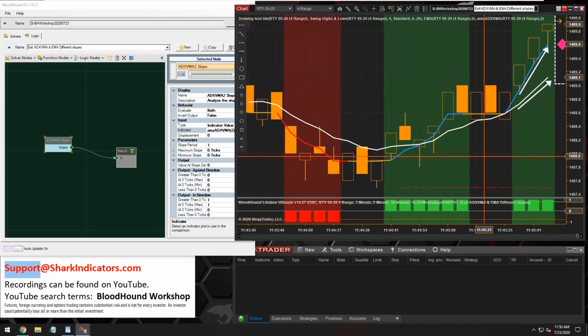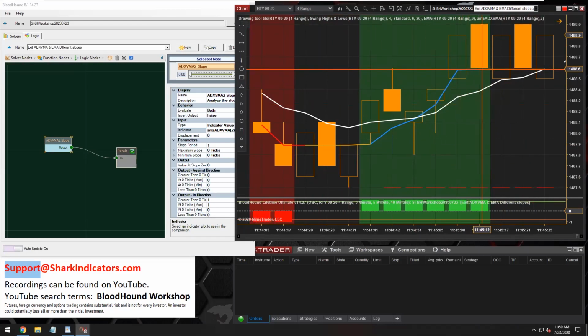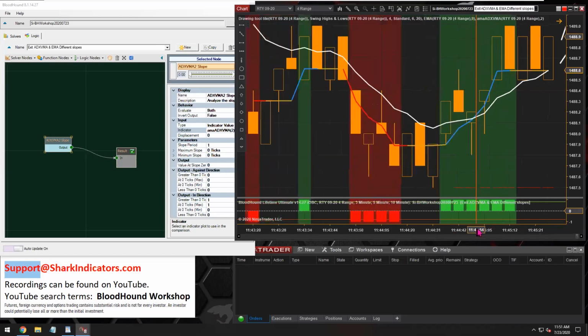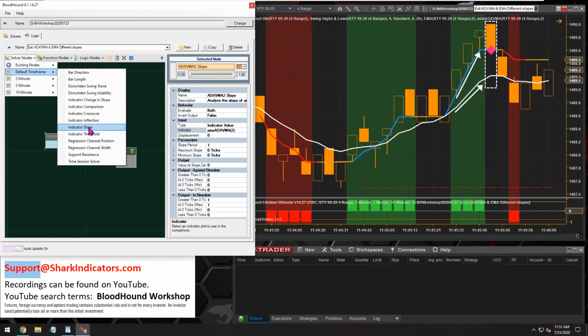So, oh yeah, here we go. Keep in mind that sometimes, even though the ADXVMA might look flat, every once in a while it does have a very, very small slope to it. So right there, it is sloping up ever so gradually. So, all right, there's that one done. So let's grab another slope solver here.